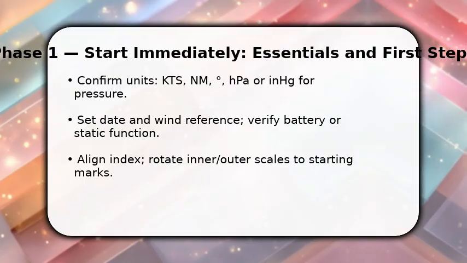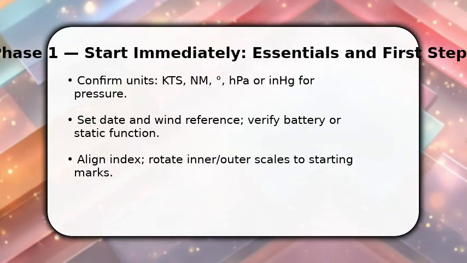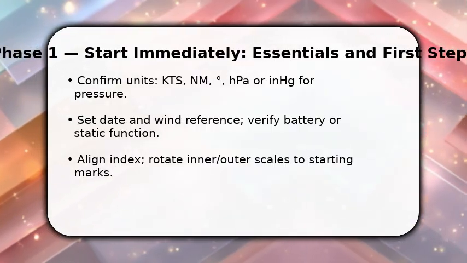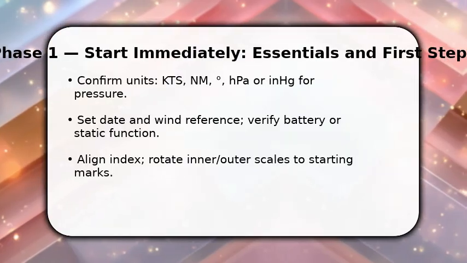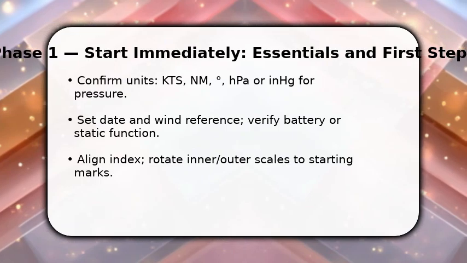Next, align the index marks. Rotate the inner and outer scales so 0 or your baseline lines up. This is the first action that makes calculations meaningful. Make sure the scales move freely, and that you understand which scale represents what.